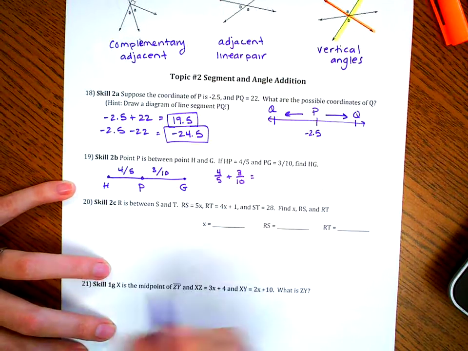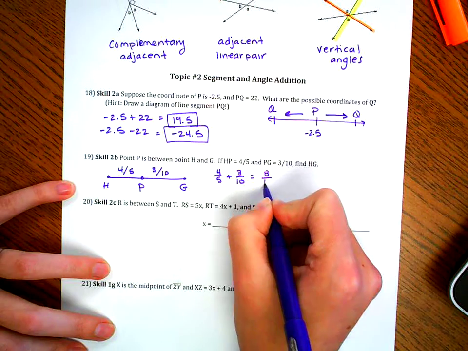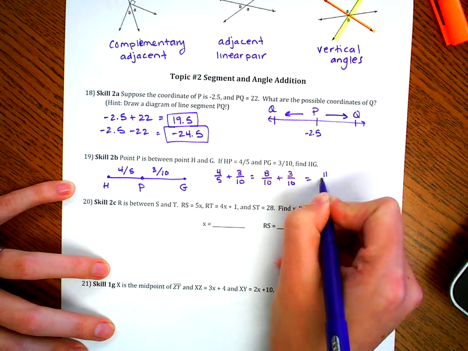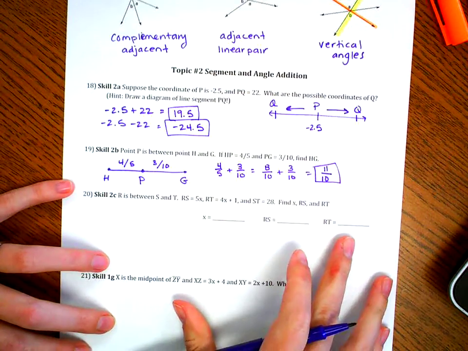Well, they don't have a common base right now. So I'm going to take 4/5 and multiply the numerator and the denominator by 2 to get 8/10. That's a lot easier to add. So my final answer is 11/10. That's my length of HG right here.